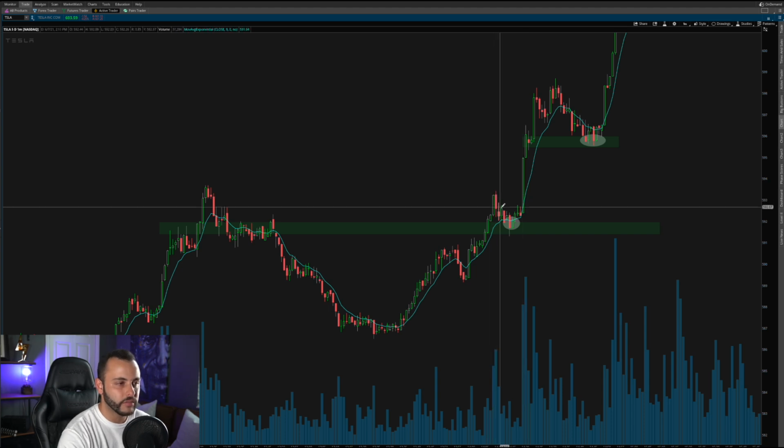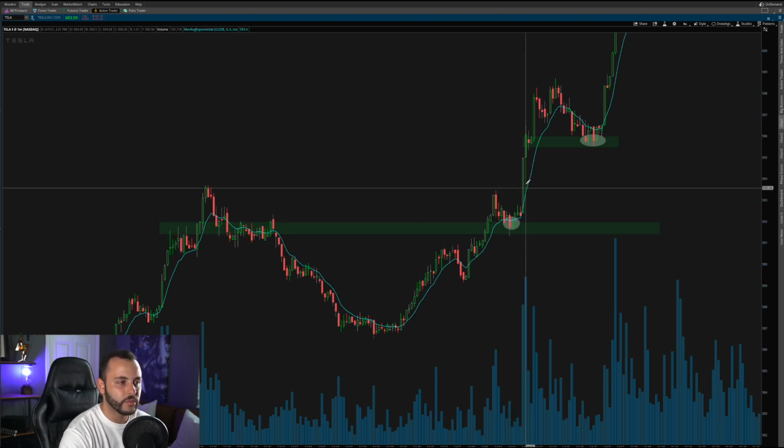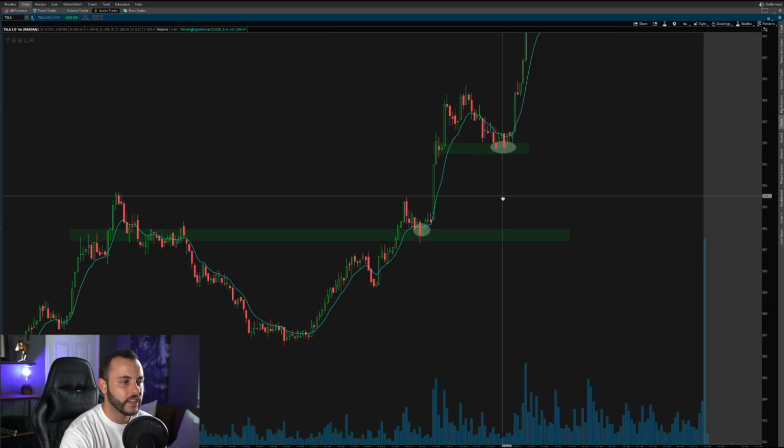So right here, beautiful break, retest, 9 EMA hold, previous resistance turning into support, and that is a great formation, and look what happened on Tesla after that. Now, this is not just a one-off. This same example happened once again here on Tesla.